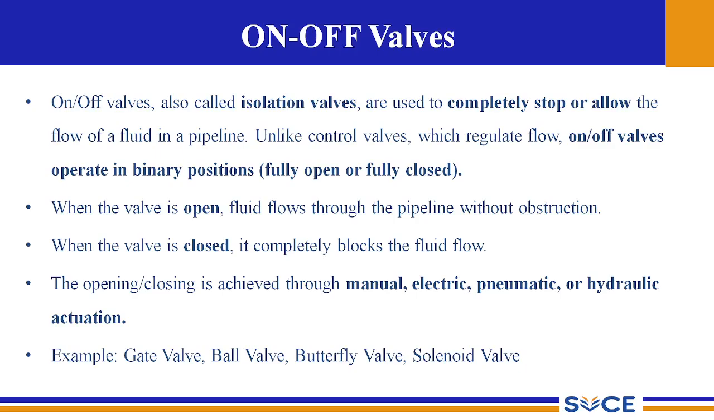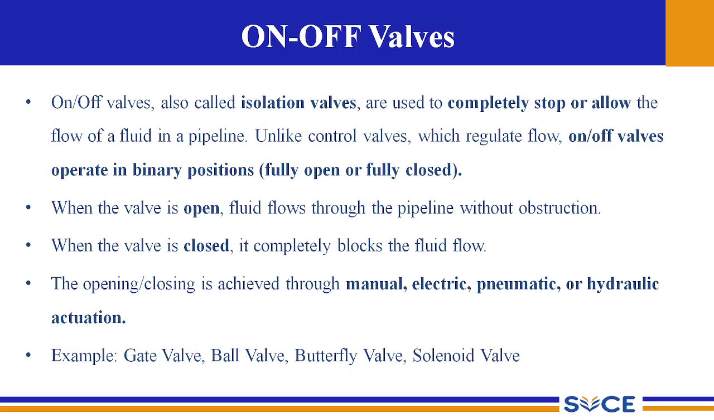The on-off valve does not serve to regulate the flow. Regulating means we cannot modify the flow rate with these on-off valves. So there are only two positions: the fully open position or the fully closed position. When the valve is open, the fluid flows through the pipeline without any obstruction, and when the valve is closed, it completely blocks the fluid flow. There is no point in regulating or manipulating the flow rate with these valves.